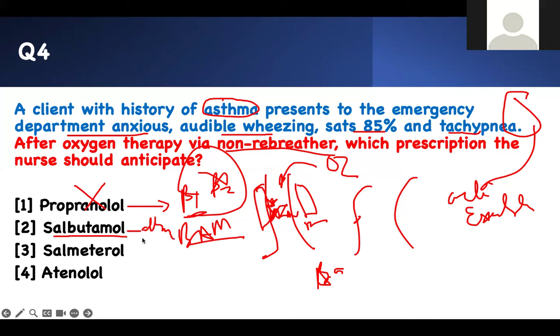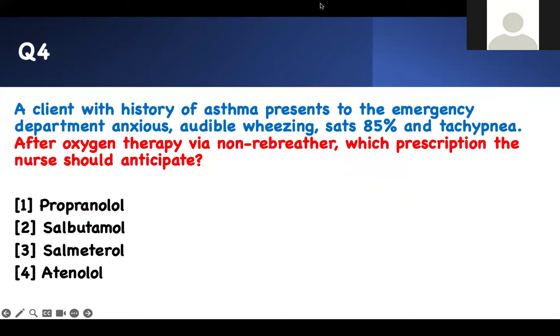It's used for fast acting. It's a beta-2 agonist. This is fast. It causes bronchodilation. Salmeterol is also a beta-2 agonist, but it's long acting. It will take a long time. Atenolol is selective, right? It will just block beta-1. We want something that will dilate, not block. Therefore, salbutamol is your right answer. Test taking strategy: okay, really hard question, but 2 is your right answer.